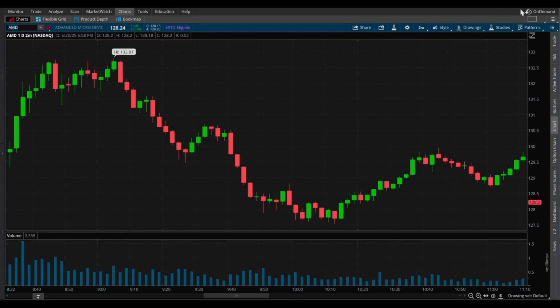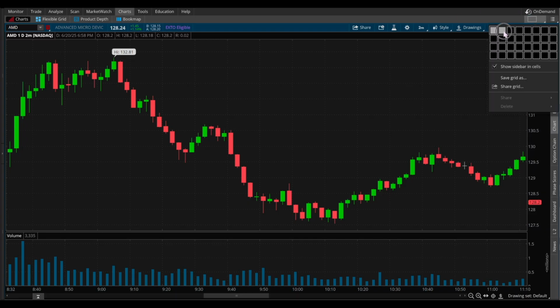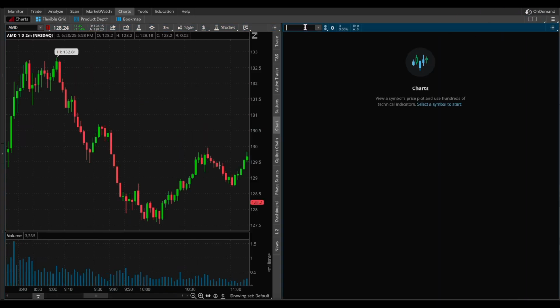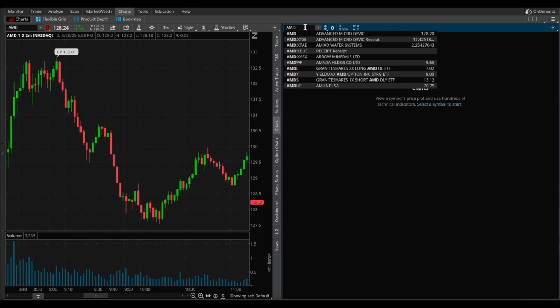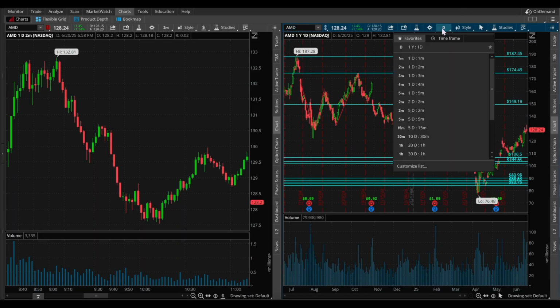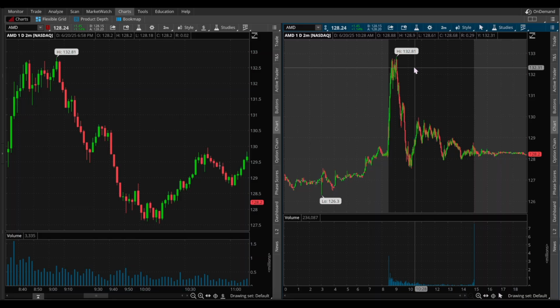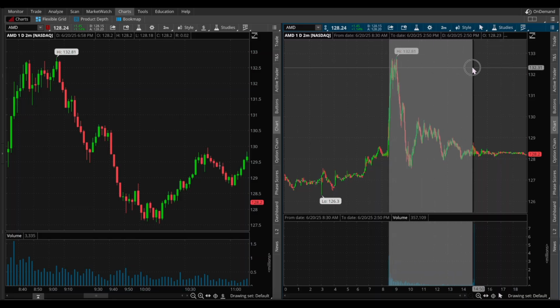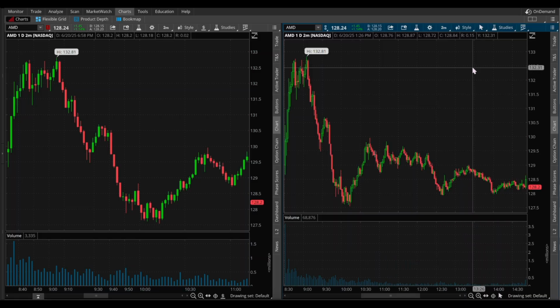So I'm gonna go right here at the top, click on this, and I'm gonna have two charts side by side, but I'm gonna have AMD pulled up on both charts, and I'm gonna have this time frame set for 2 minutes. Zoom it in so y'all can see it a bit clearer. There we go. Okay, so on this chart here on the left, I'm going to leave it completely bare, but on this chart here on the right, I'm going to go ahead and add the indicators.